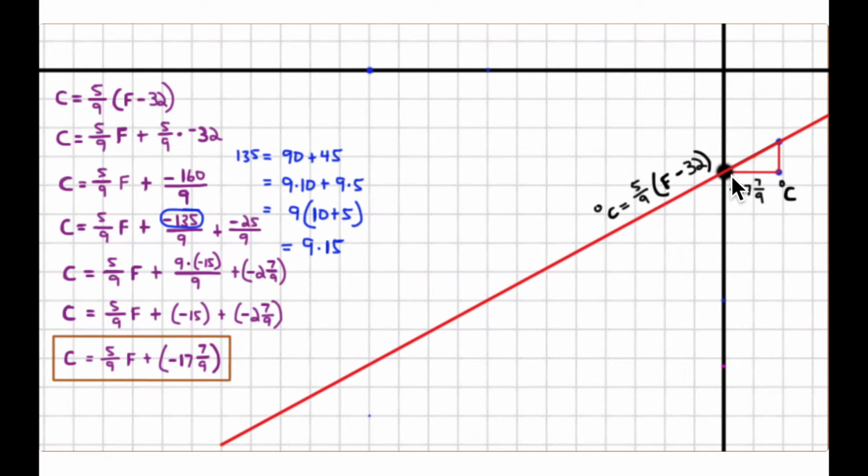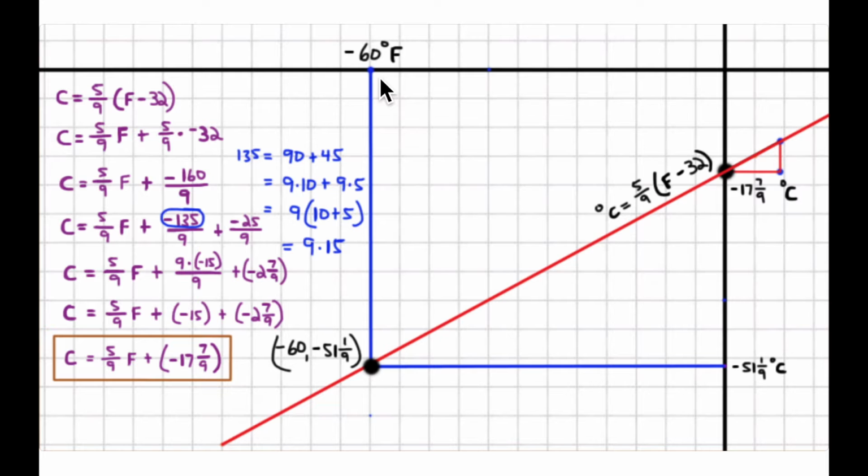So this is a little slope triangle here, and you want to extend this side of that slope triangle. A little bit hard to do. But you do know one more point on this line. You do know that this point right here is negative 60 degrees Fahrenheit, and you calculate that as being negative 51 and 1/9 degrees Celsius. So you can place that point right there and just check how well you drew this line.